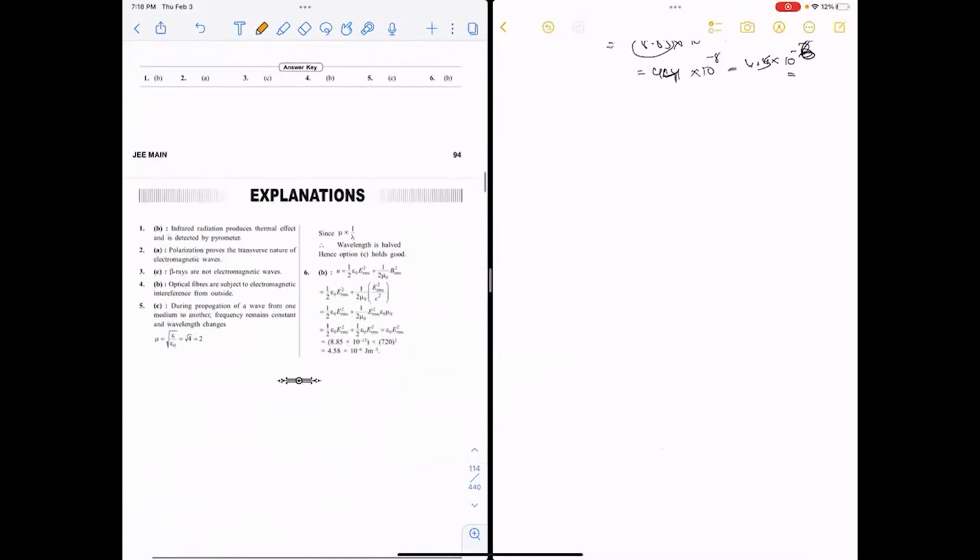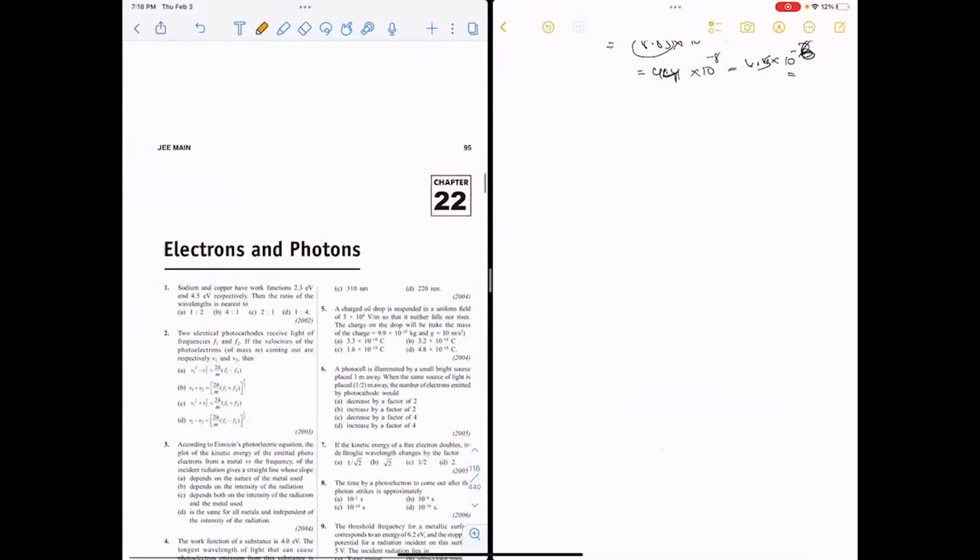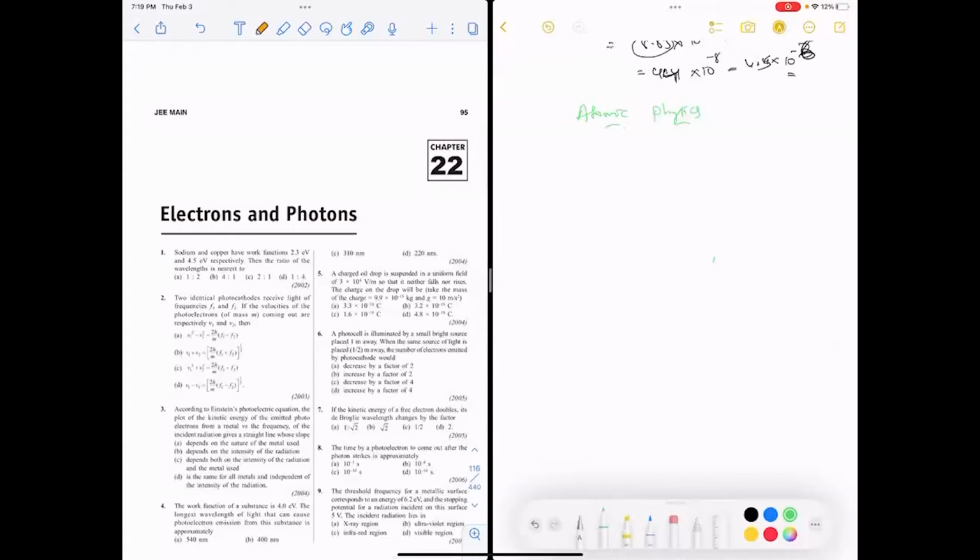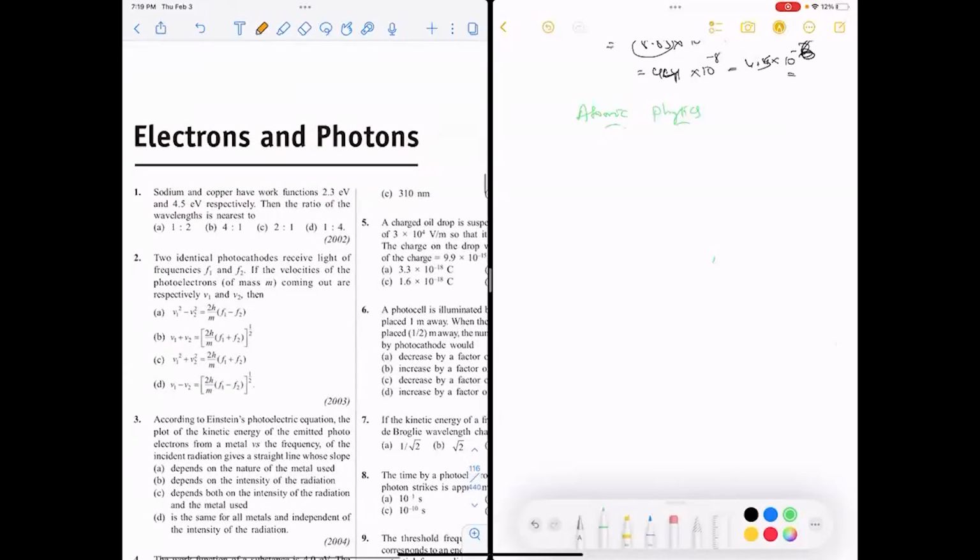So EM waves is done, right? This is atomic physics, basically. So we have atomic physics here. Are you able to understand? Right. So in atomic physics, we have these photoelectric effect questions. Sodium and copper have work function of 2.3 eV. So sodium's work function. And the ratio of wavelength is nearest to. What is the ratio of wavelength, guys?